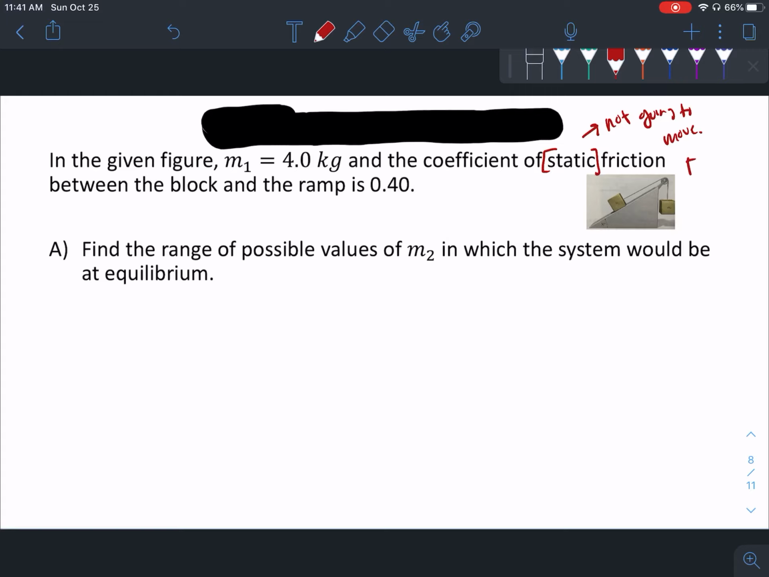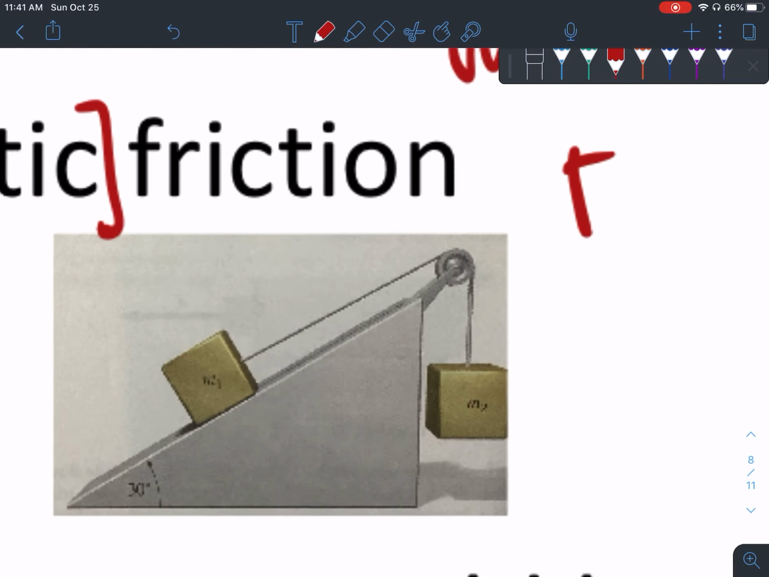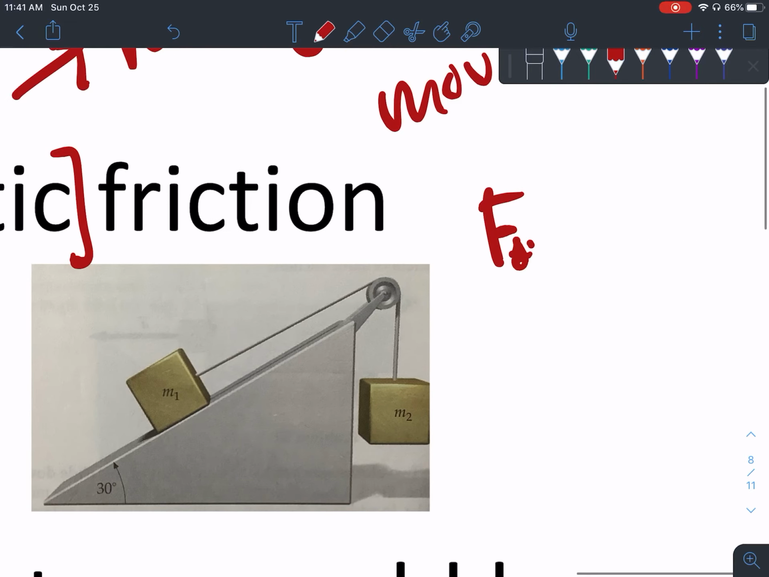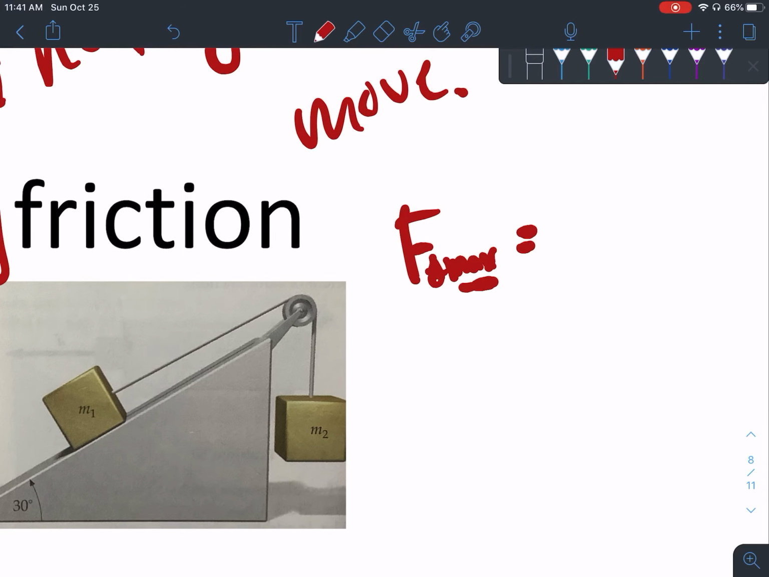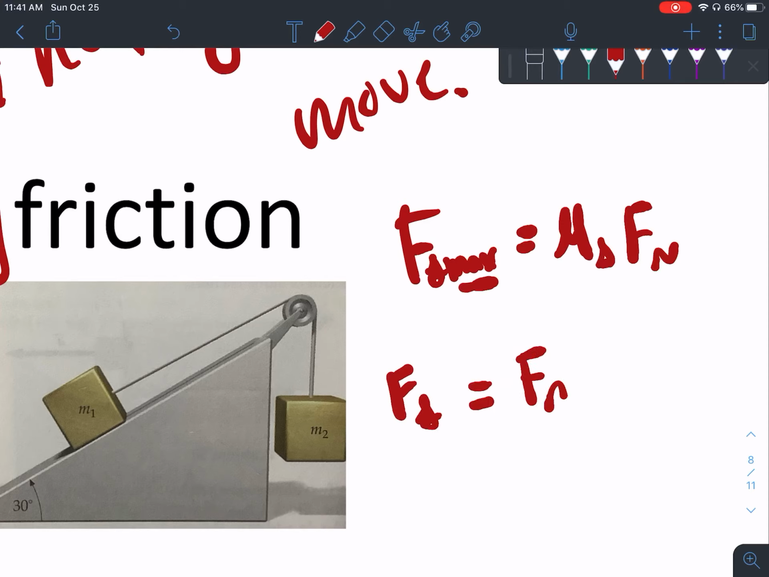And force static max, so that amount that we have to overcome, is equal to mu s times force normal. But if we don't actually get that, if we don't overcome it, then force of static friction is simply equal to that force applied. And force applied could be many different things. Maybe it's the tension, maybe it's the gravity. And so it's whatever is trying to create the motion. Force of static is simply just equal to that.